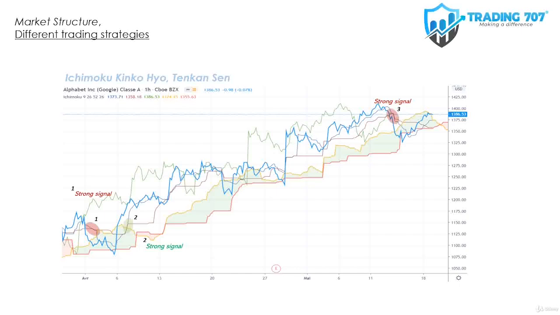Finally, we have a signal of recovery with the upward crossing of the two components, the Tenkan-sen and the Kijun-sen. However, as this signal is generated within the Kumo cloud, it does not allow us to obtain a clear trend in Google price.